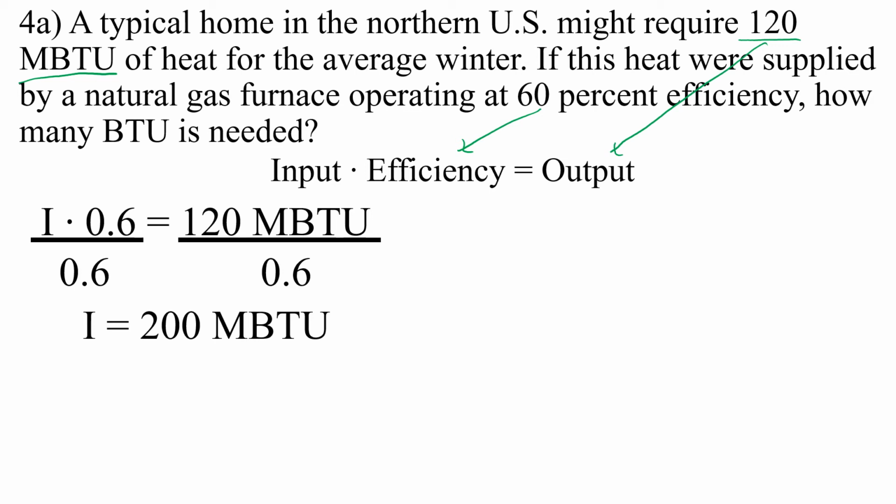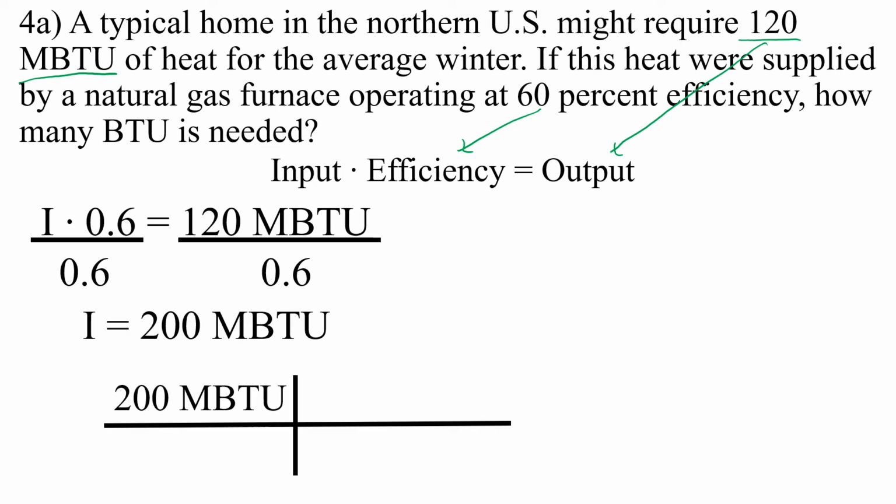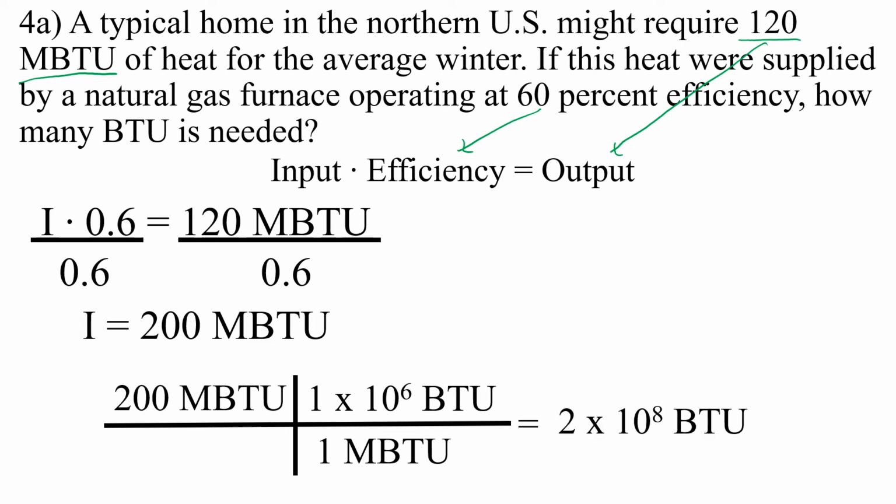So to convert from mega to just BTU, I need dimensional analysis. So we know 1 MBTU is equal to 1 times 10 to the 6 BTU. MBTU cancels out, I multiply, and I get 2 times 10 to the 8 BTU.